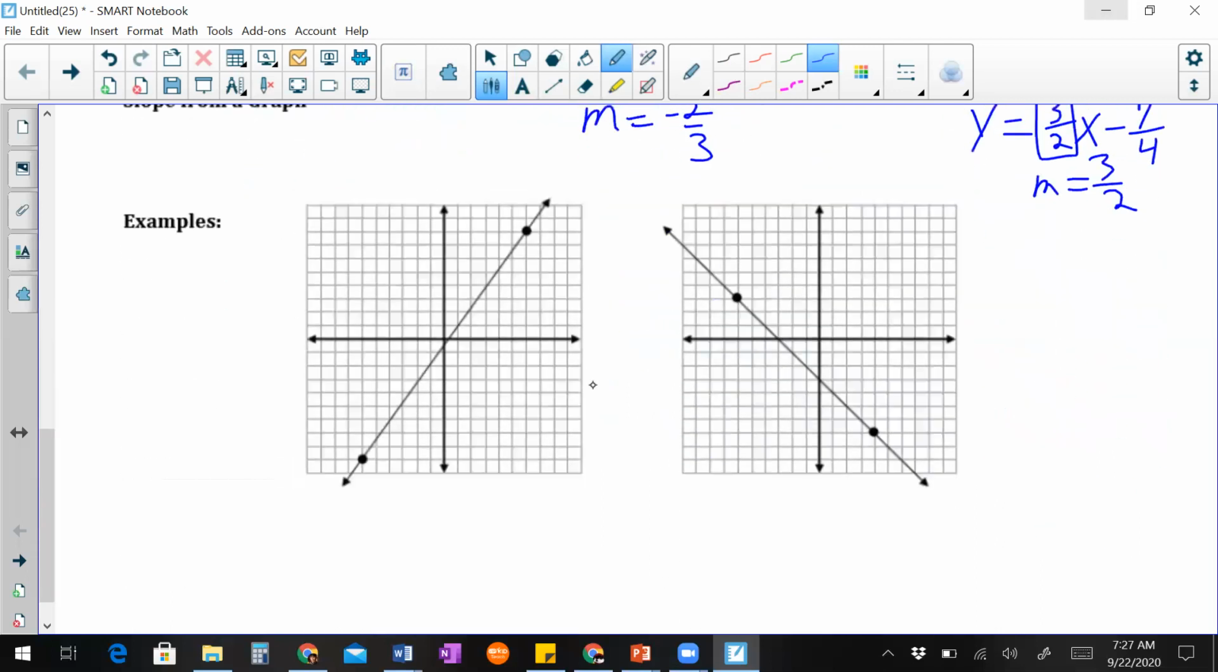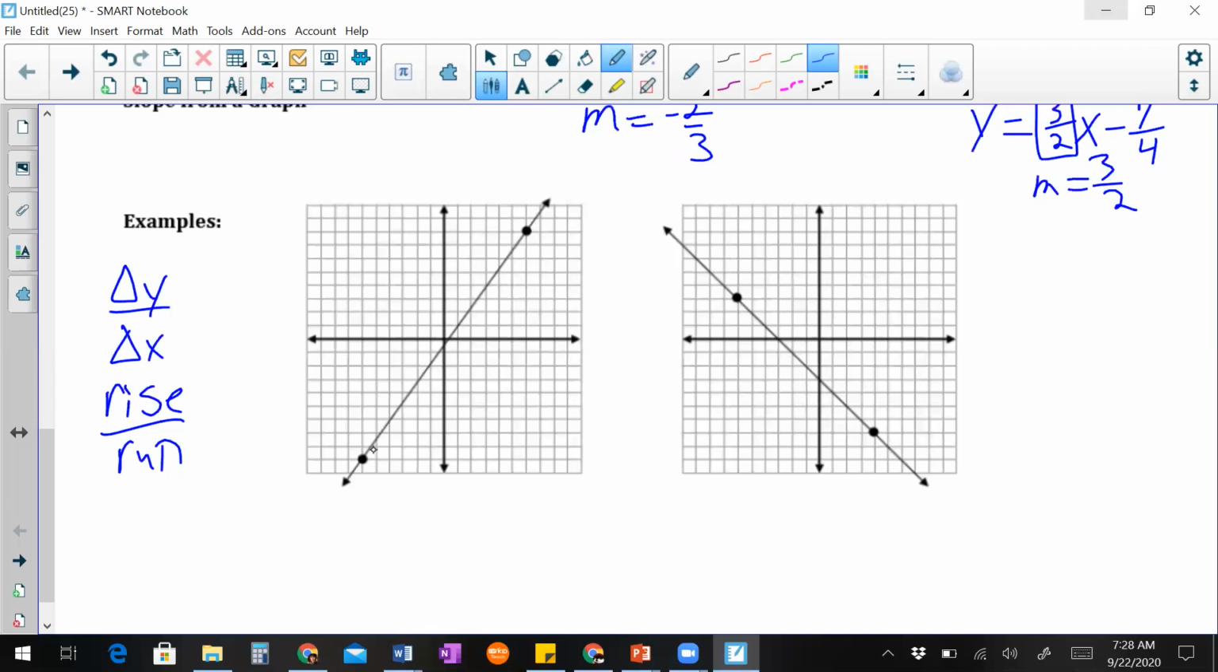All right, last way we're going to find slope today is we're going to actually count it from a graph. And remember that I told you in the formula above, it's change in y over change in x. We also remember this as rise over run, so we can actually count from one point to another.